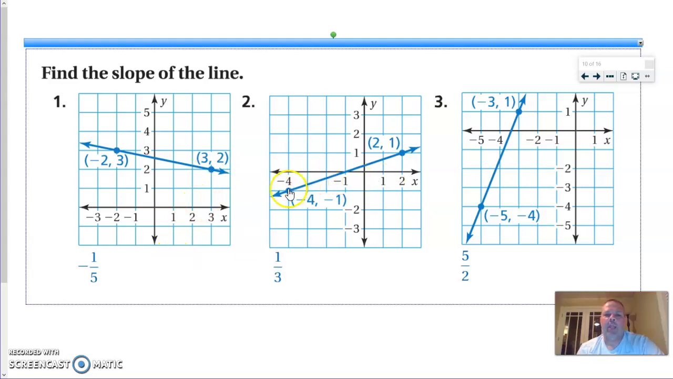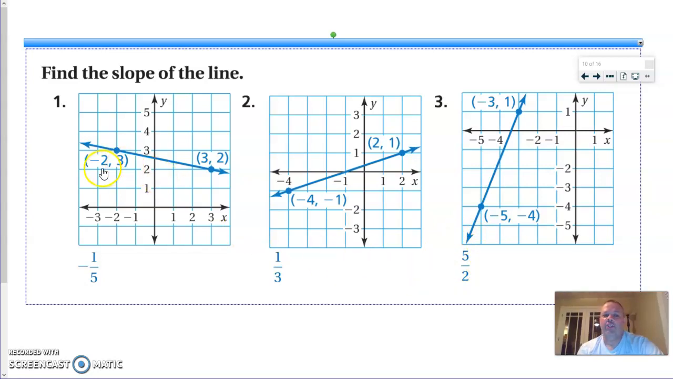On this one, I went up 1, 2, and then I went over 1, 2, 3, 4, 5, 6. So that gave us 2/6, which again, we want it simplified as 1/3. This one, 1, 2, 3, 4, 5 up, 1, 2 over, 5 halves is our answer. Again, we can leave it as an improper fraction.